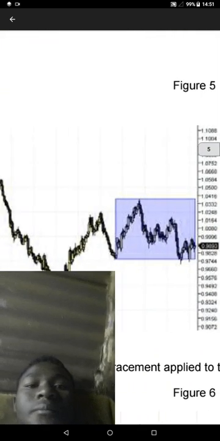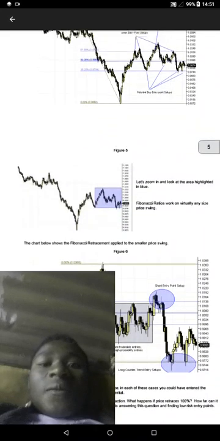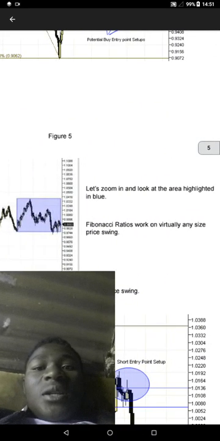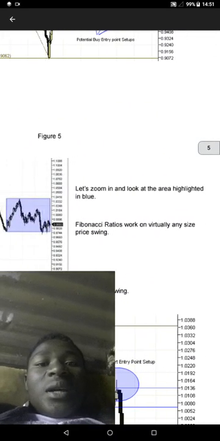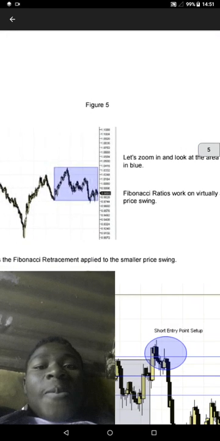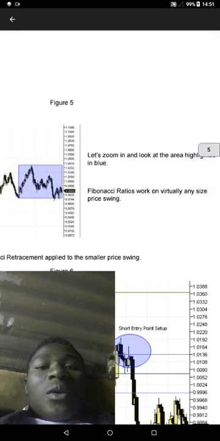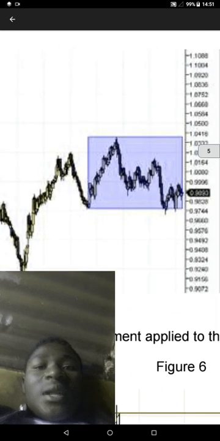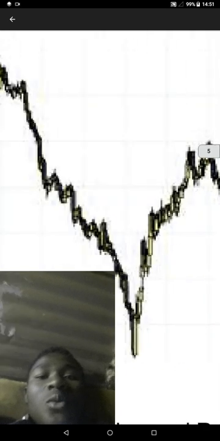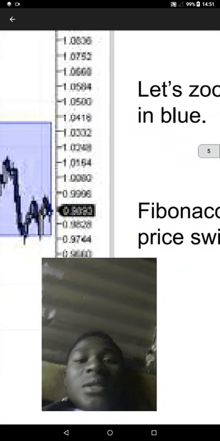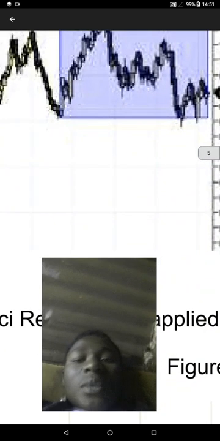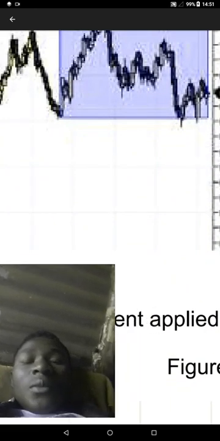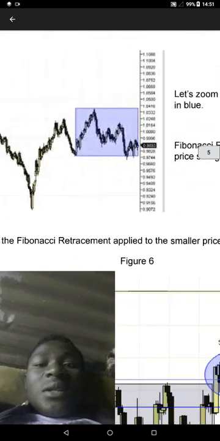Guys, let's proceed to figure 5. Let's zoom in and look at the area highlighted in blue. Fibonacci ratios work on virtually any size of price swing. As you can see here, guys, in the area of blue, this is what they are talking about. As you can see there.